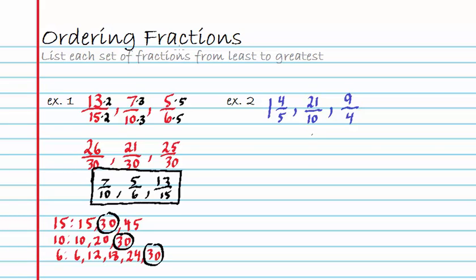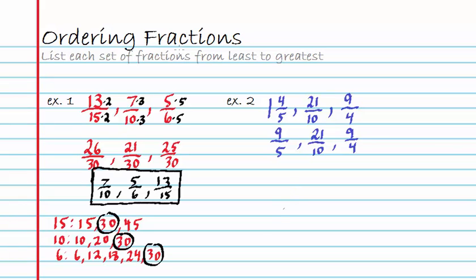Example 2 is really similar. The biggest difference, though, is the first fraction is a mixed number, and the second and third fraction, those are improper fractions. So what I want to do first is I want to convert this first fraction into an improper fraction. So to do that, I say 1 times 5 is 5, 5 plus 4 is 9. So if I rewrite my first fraction, that would be 9 over 5. My next fraction, I'm going to leave it as 21 over 10. And my third fraction, I'll leave as 9 over 4. So now I have 3 improper fractions. That's much easier to work with.